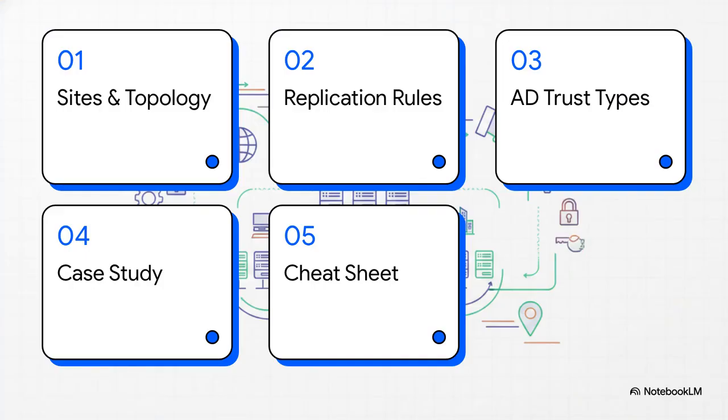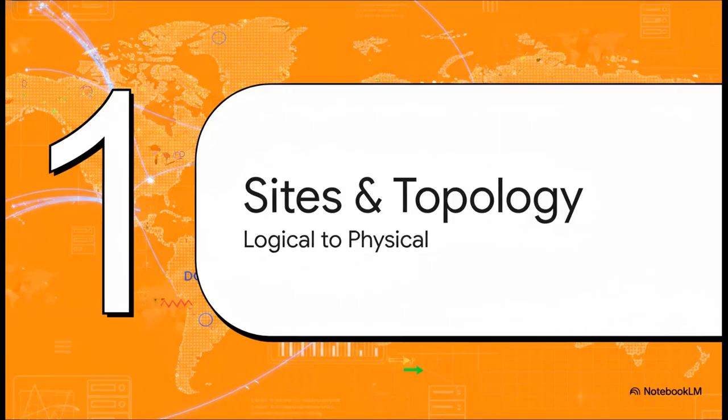So here is our survival manual for today. We're going to cover sites and network topology, unpack those multi-master replication rules, master our AD trust types, apply it all to a corporate acquisition case study, and then wrap up with the architect's cheat sheet. Let's get to it. Section 1.